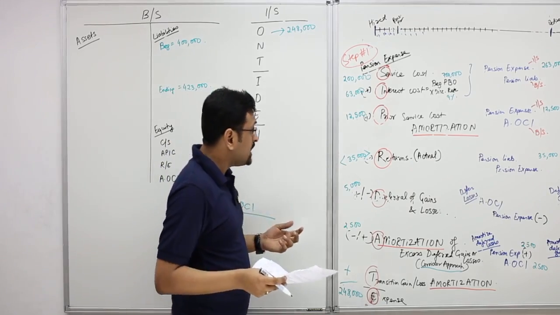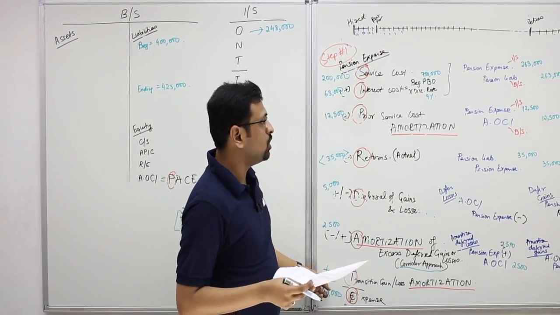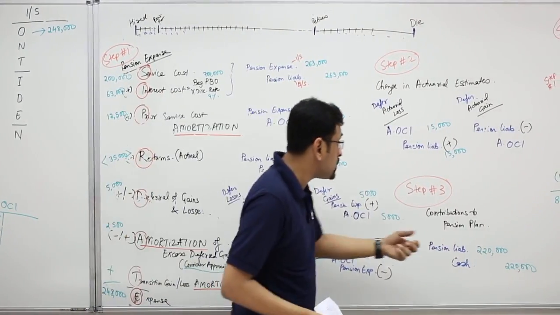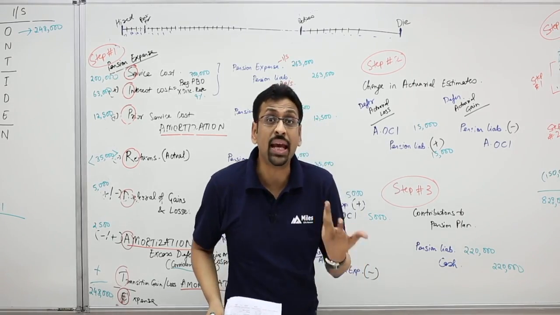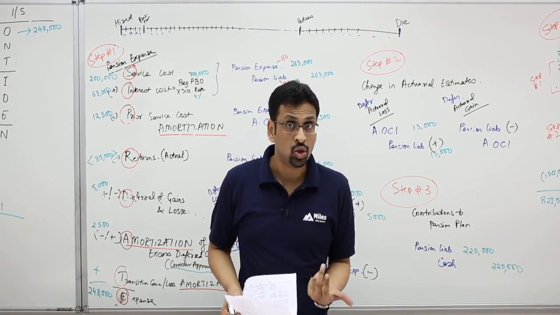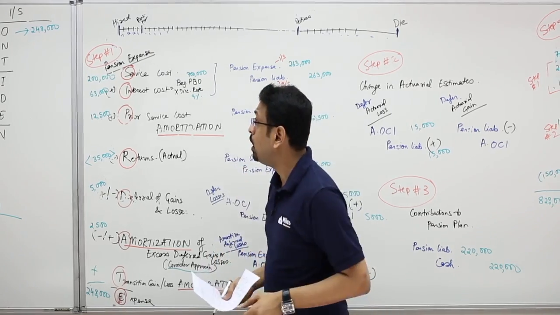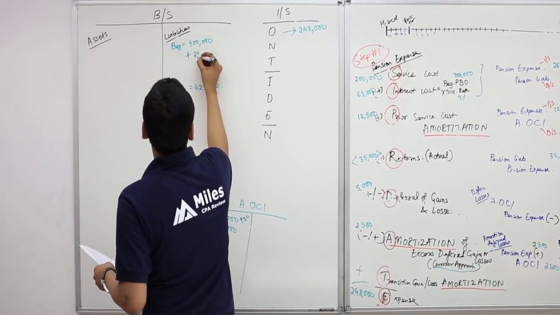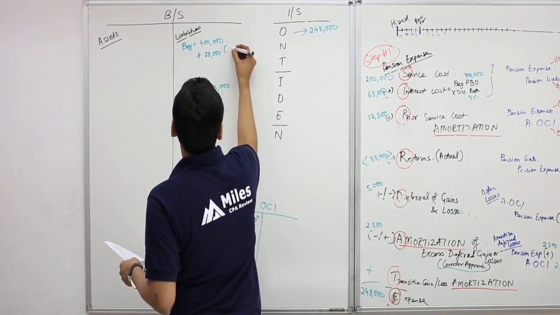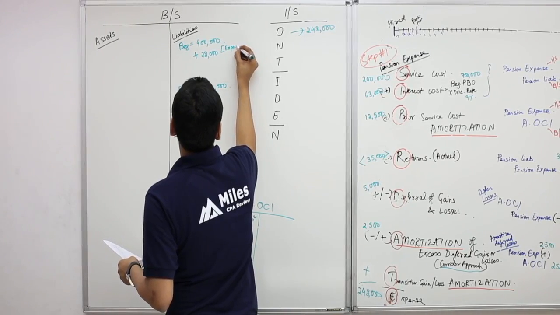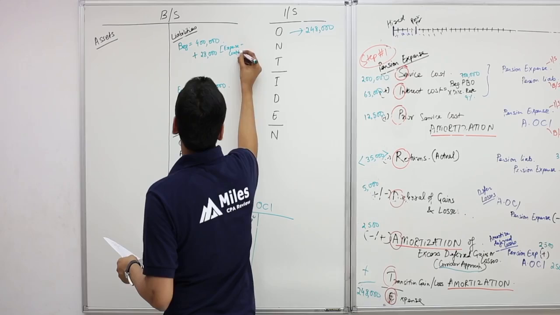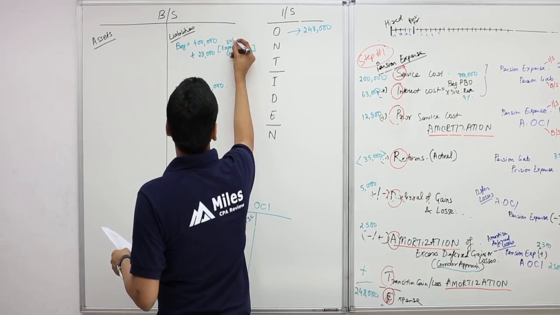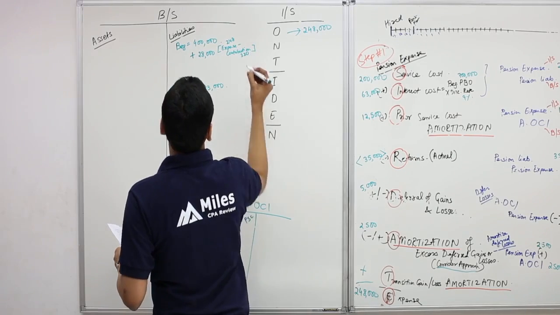Now, the pension expense for the period was $248,000. How much was the contribution? So, expense was 248, contribution was only 220. So, there was a 28,000 shortfall out here. So, shortfall would have increased the liability. So, let's add it here. So, plus $28,000. Expense was 248, contribution was 220.